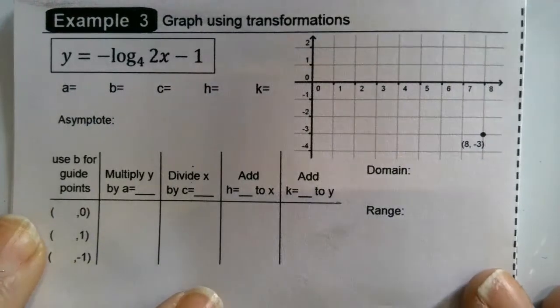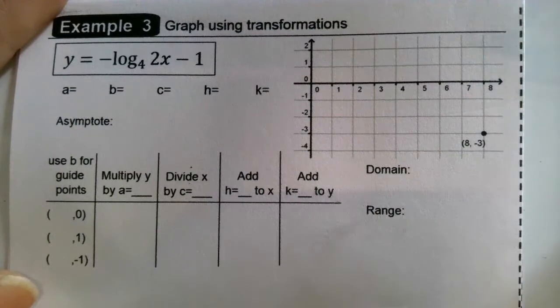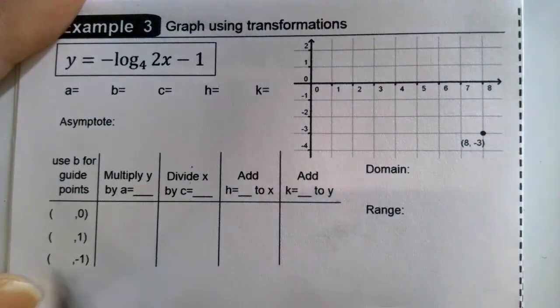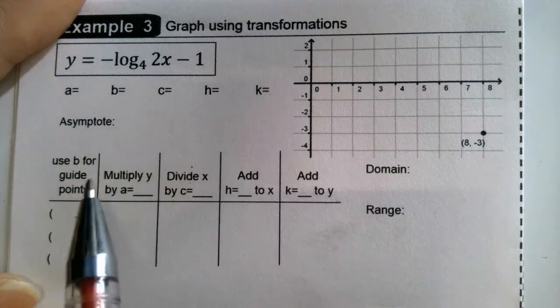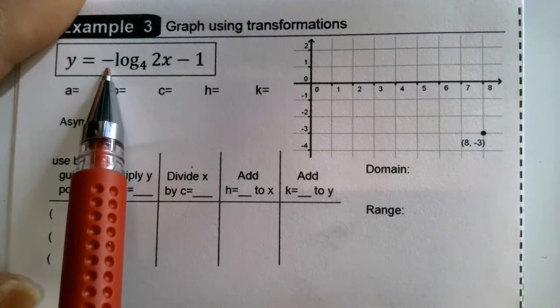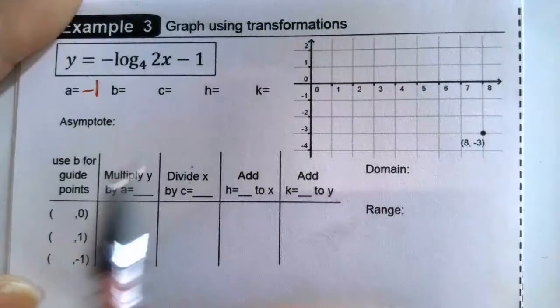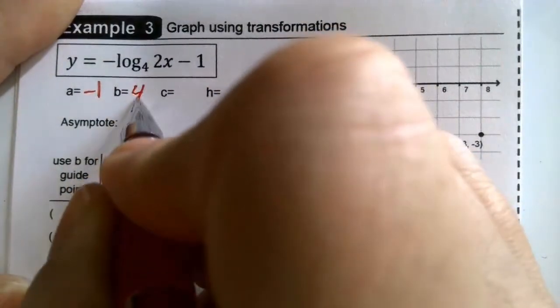So we're back with example 3 on the back of the notes booklet for graphing logarithmic functions with transformations. And like we did in examples 1 and 2, we're going to start by identifying the a, the b, the c, the h, and the k. So a is the coefficient in front of the log function. That is a -1. Then our b is the base of the log, which is a +4.